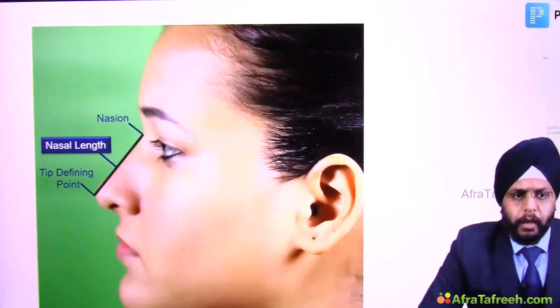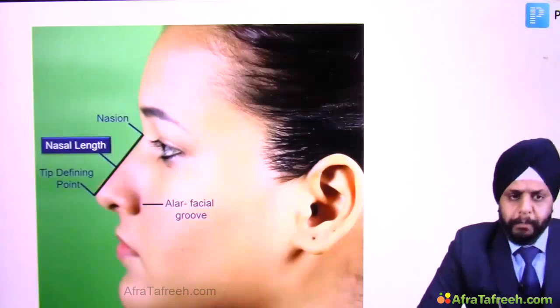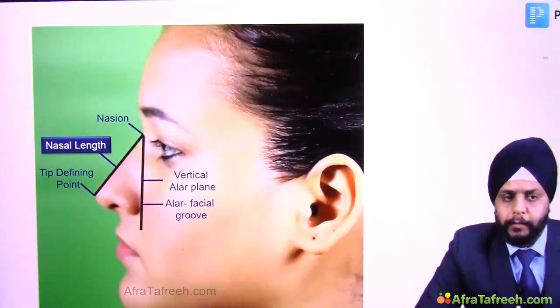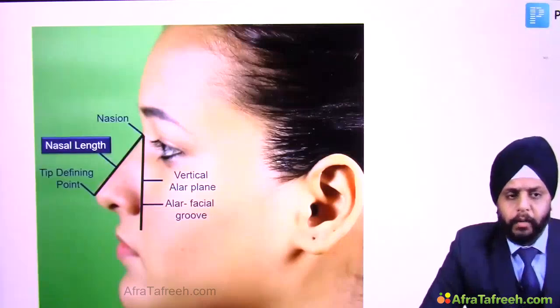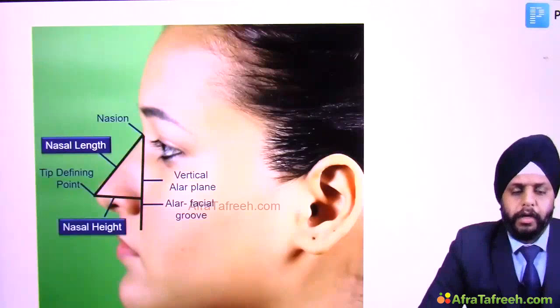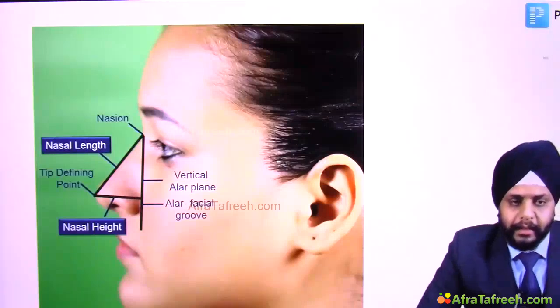Now, if we draw a line from the nasion to this alar facial groove, we get a plane, and that plane is known as the vertical alar plane. So now we can draw a perpendicular line from the tip to this plane, and we will call it the nasal height. Okay, so that is the nasal height.